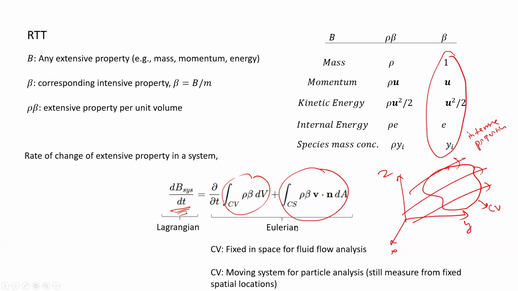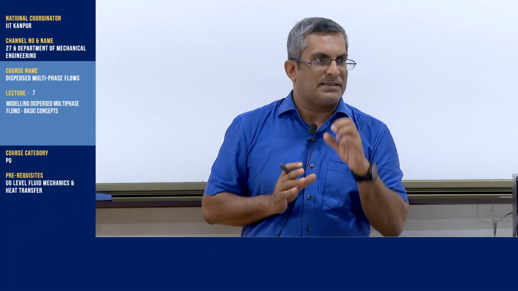So in this case, this control volume can be fixed in space when we consider fluid flow. As I mentioned, for fluid flow analysis, we have to fix the region of interest. But this control volume is a moving system for particle analysis. If you are considering a particle which is moving, in that case the control volume itself is moving.